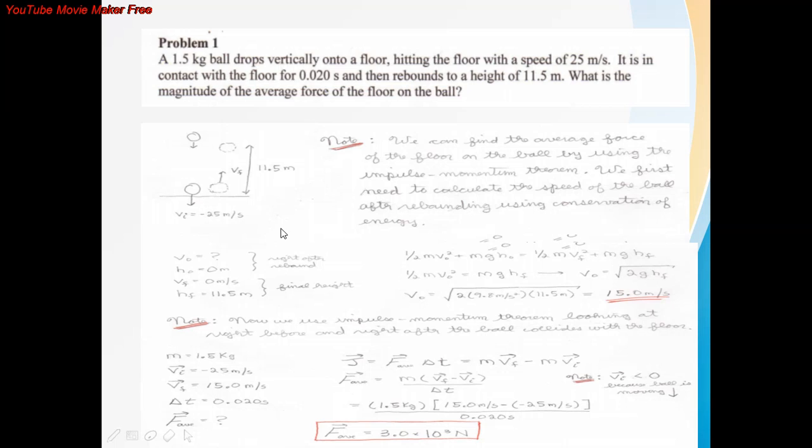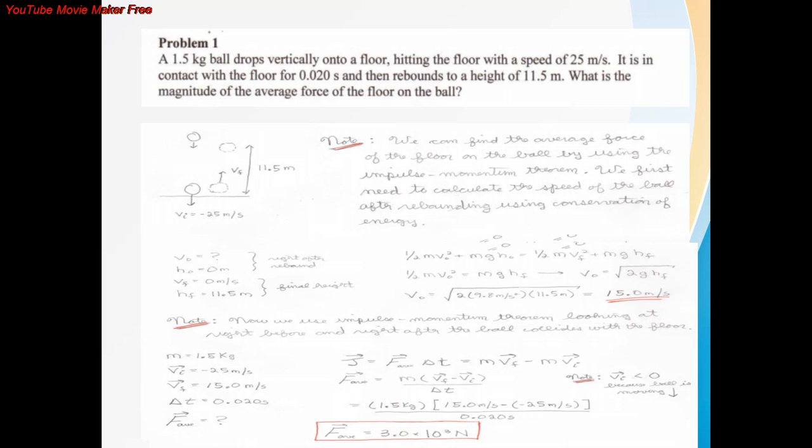Now this initial velocity is negative because this is the velocity when the ball is going in the downward direction. So definitely vi will be equal to minus 25 meter per second. When we put all this in the formula, we get average force 3 into 10 to the power 3 Newton, or 3 kilonewton. That is the average force. So this is how we calculate average force using the impulse momentum theorem.